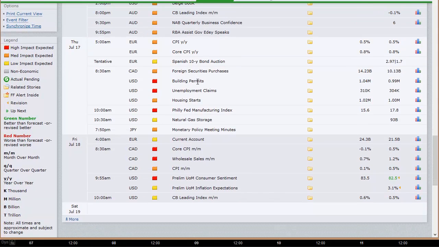Thursday, Europe's CPI, Spanish 10-year bond auction. The U.S. in the morning has our weekly unemployment claims data, building permits and housing starts. The Philly Fed at 10 a.m., natural gas at 10:30. Monetary policy minutes from the last Bank of Japan meeting. Friday, current account and core CPI data out of Canada, not the U.S. First look at University of Michigan sentiment at 9:55 a.m. Eastern Time for the month of July, and the CB leading index.